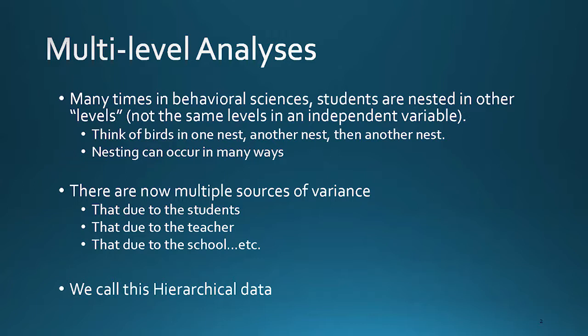There are many ways that nesting can occur. Students within classrooms, classrooms within teachers, teachers within schools, schools within districts, right? It goes on. And usually we're not really interested in all those different nests. We're just interested in controlling for the fact that when you have nesting, some of the assumptions for regular or typical regression and ANOVA go out the window and cannot be met. So we need to correct for them.